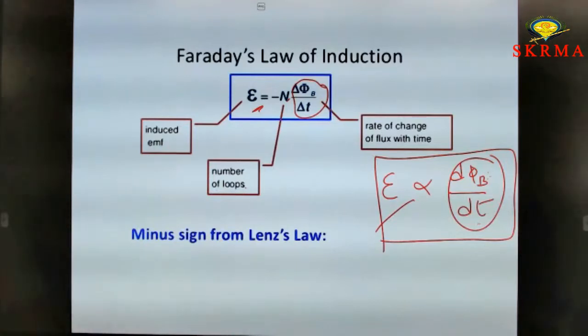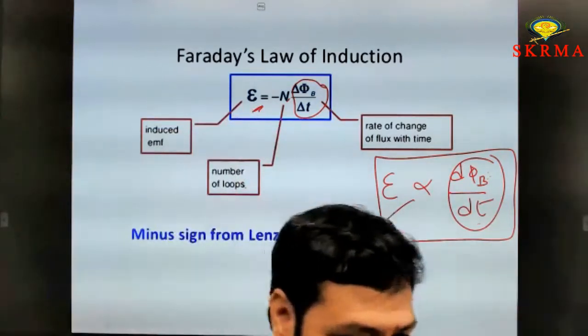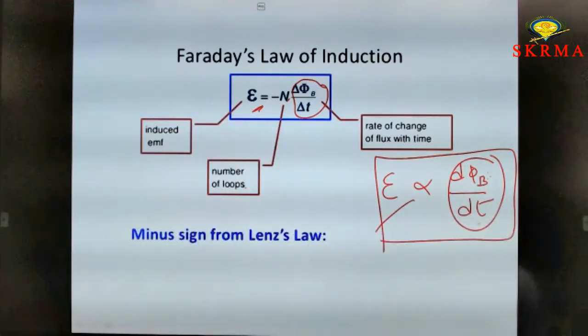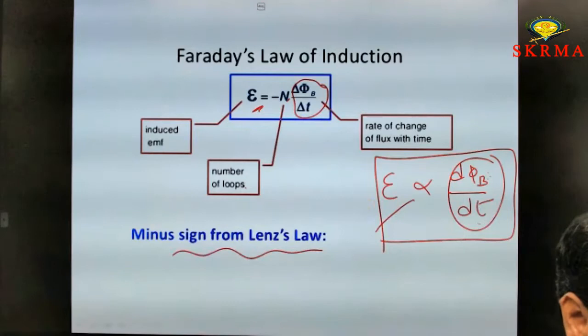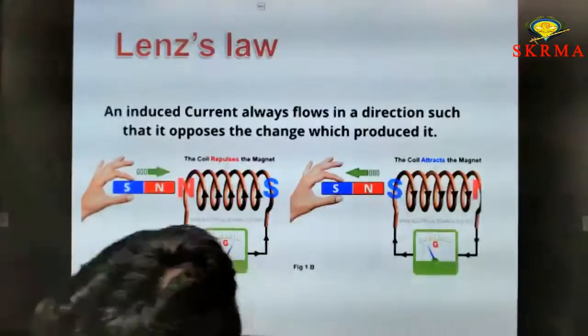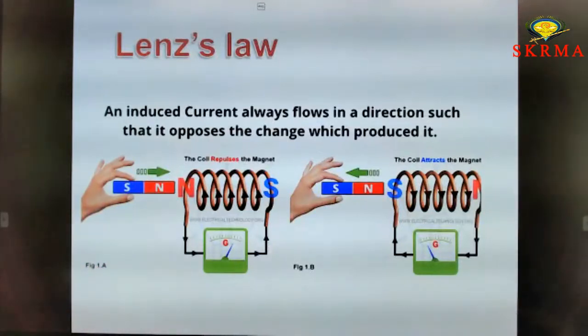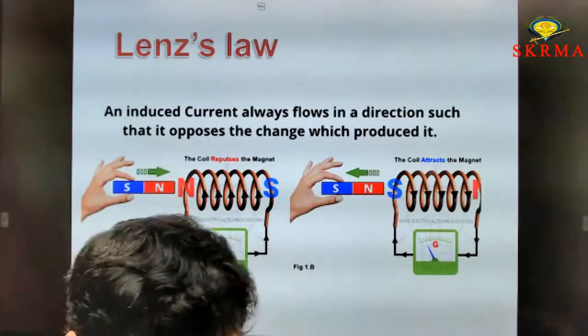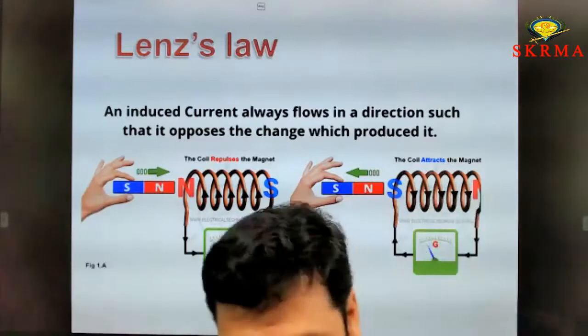Based upon this, we obtain another symbol, that is the negative sign. The negative sign is very significant, and it is explained by Lenz. The physicist Lenz explained why this negative sign arises in this equation. According to Lenz's law, an induced EMF always flows in a direction such that it opposes the change that produced it. Whatever the source is, the induced EMF opposes the source.